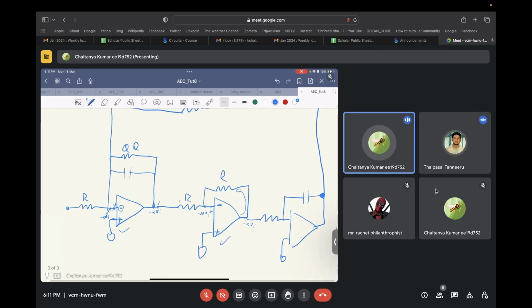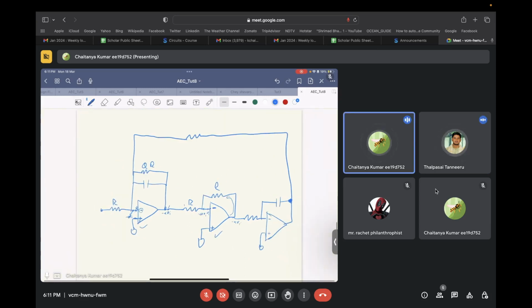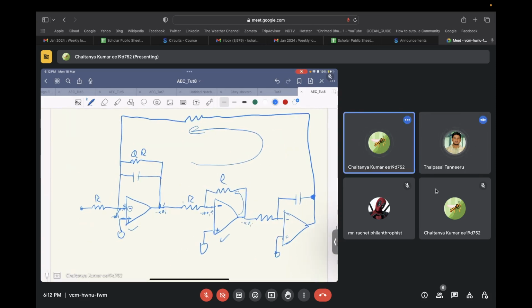Similarly, for this one, can you tell me which will be negative and which will be positive? Sir, ground will be the non-inverting terminal, positive, and this will be negative. Okay. Now let's see whether this complete loop is having negative feedback or not.